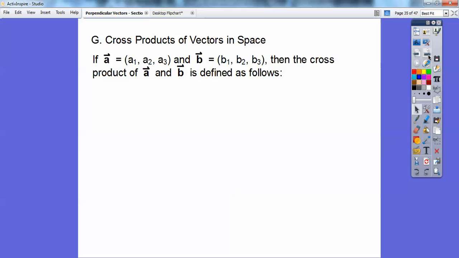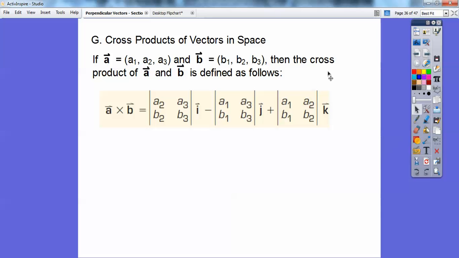If you have the ordered triplets A1, A2, A3 and B1, B2, B3, then the cross product of A and B is defined as follows. Now check this out right here. This is just a 2 by 2 matrix. Remember, with a matrix we do this times this minus this times this. I'll remind you in just a second.